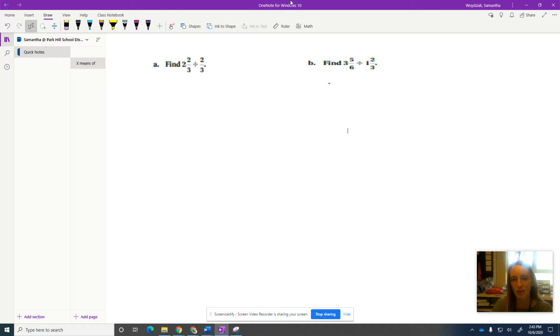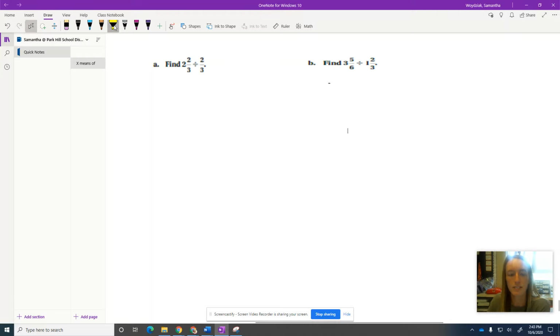Okay, now that we have divided by fractions, we are going to start using mixed numbers. And just like when we do mixed numbers with multiplication, it's the same thing, it just requires an extra step. So for these two problems, I have find 2 2/3 divided by 2/3, and then find 3 5/6 divided by 1 2/3. It still means the same thing.